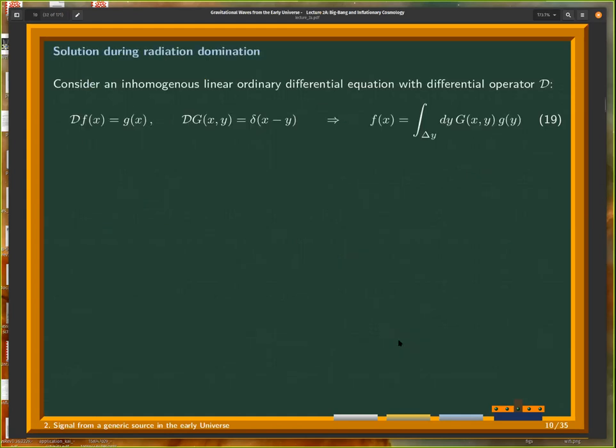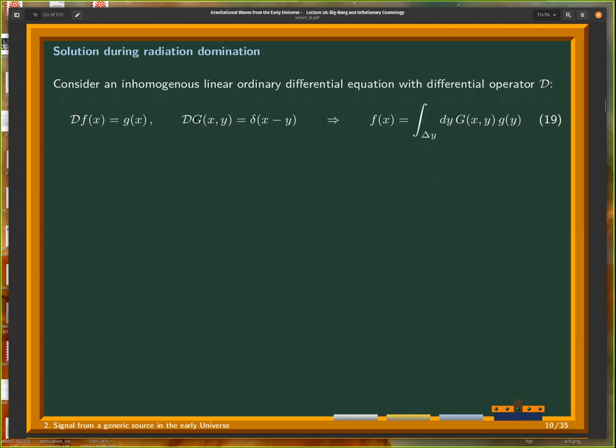And let me just remind you of this strategy to solve inhomogeneous linear ordinary differential equations. So if my differential equation is of this form, some differential operator acting on my function f that I want to determine gives some inhomogeneous part on the right-hand side, then I can use the method of Green's functions to solve this differential equation. I look at a similar differential equation where the right-hand side is replaced by a Dirac delta function. And the solution of this differential equation is what I call the Green's function, G. And this Green's function is specific to this differential operator and also depends on the boundary conditions that I impose when solving this differential equation.